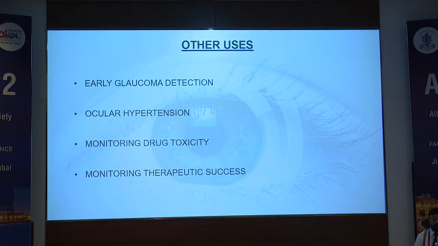What are the uses of pattern ERG apart from this? So it can help in early glaucoma detection in the pre-perimetric phase, or in ocular hypertension when we want to know if the disc is getting damaged and if the nerve is getting damaged or not. It can be used to monitor drug toxicities, and it can also be used to monitor therapeutic success of various drugs in various retinal pathologies.